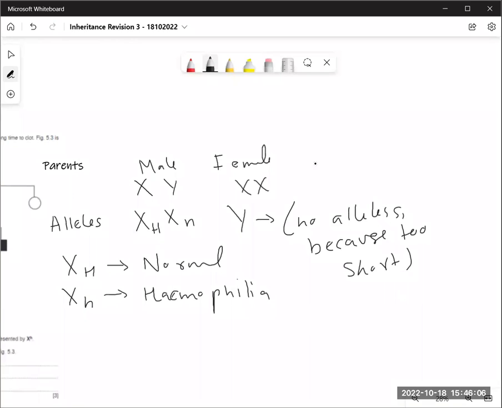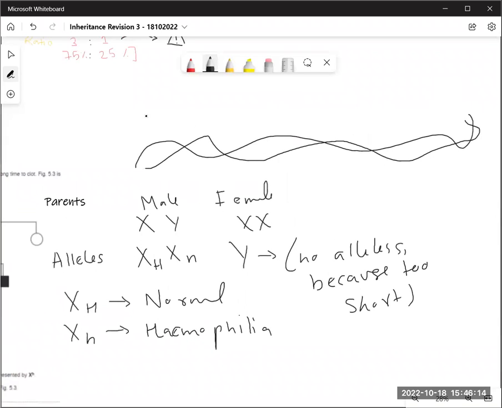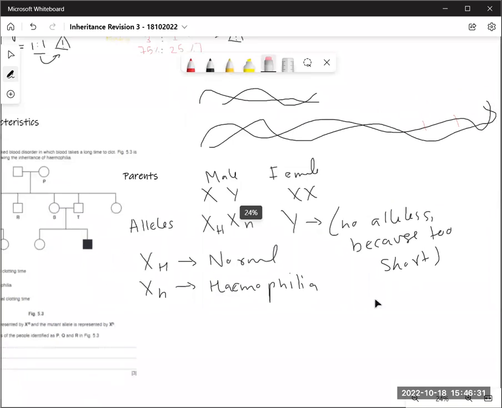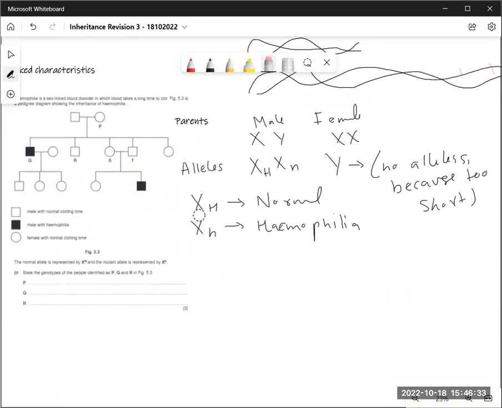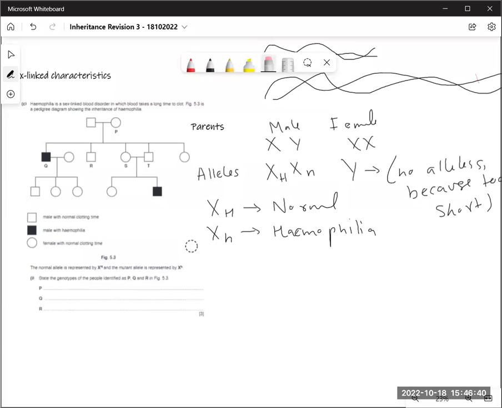Now the longer a gene is, let's say I have a gene like this, something going like this. This is a gene. Or on the other hand, I have another gene which looks small like this. The possibility is that there can be more types of this gene than there could be types of this gene. Because smaller, it can't make many types. So all you need to know is no alleles because it's too short. Let's get back to the question. Now I have two alleles here, XH, capital H, and X small h.